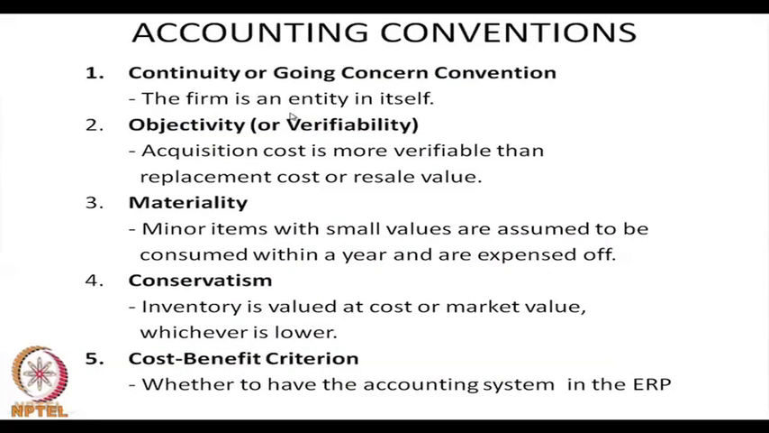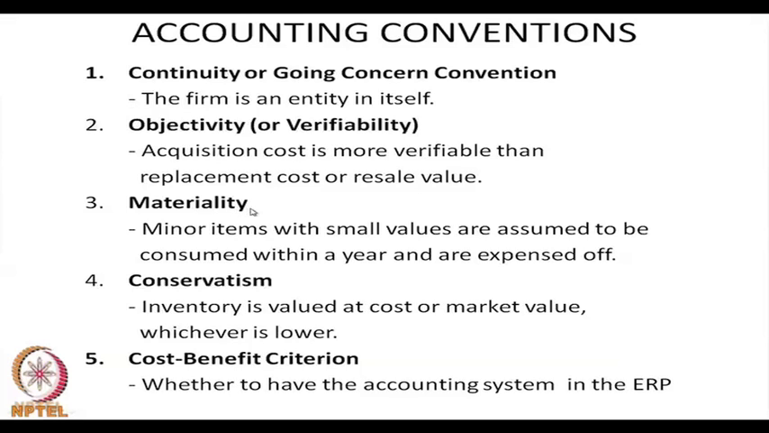The second convention is that it is based on objectivity or facts rather than assumptions. For example, when an asset is acquired, the cost is more objectively known by the amount paid for acquiring the asset, that is the acquisition cost. Therefore, that is taken as the cost of the asset rather than the replacement cost or its resale value, because that has to be estimated. Unless sold, we do not know its resale value, unless replaced, we do not know its replacement value. Therefore, these are estimates whereas acquisition cost is more objective.